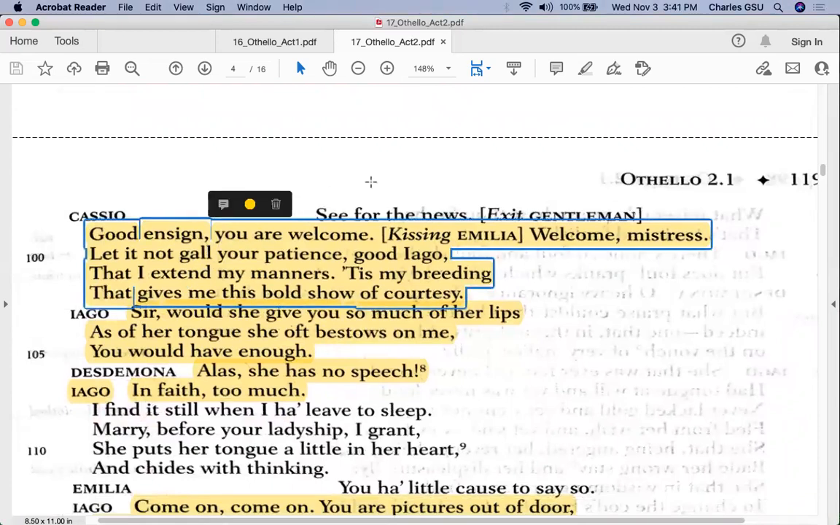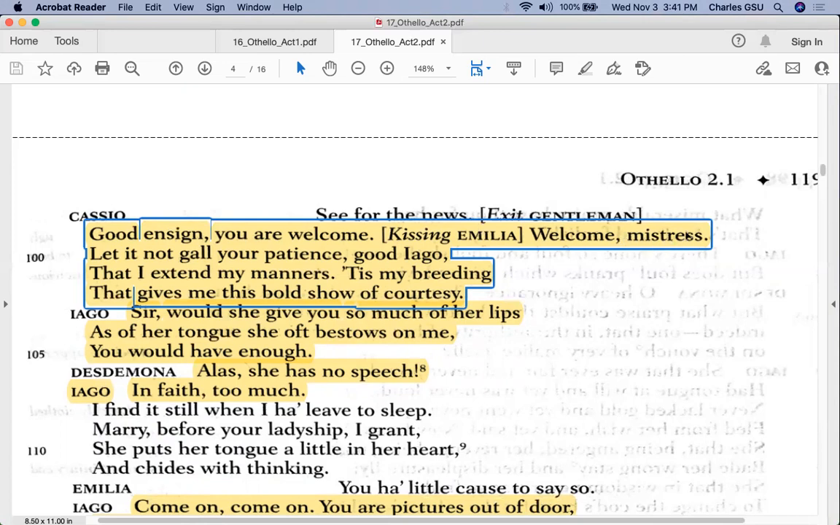Cassio says, "Good ensign," so this means Iago, who's the lower rank ensign, because Cassio is a lieutenant. "Good ensign, you're welcome." And then he takes Emilia's hand, and Emilia is Iago's wife. And so right in front of Iago, he either takes her hand or, depending on how it's portrayed on stage, kisses her on the cheek. But either way, he kisses Emilia and says to her, "Welcome, mistress."